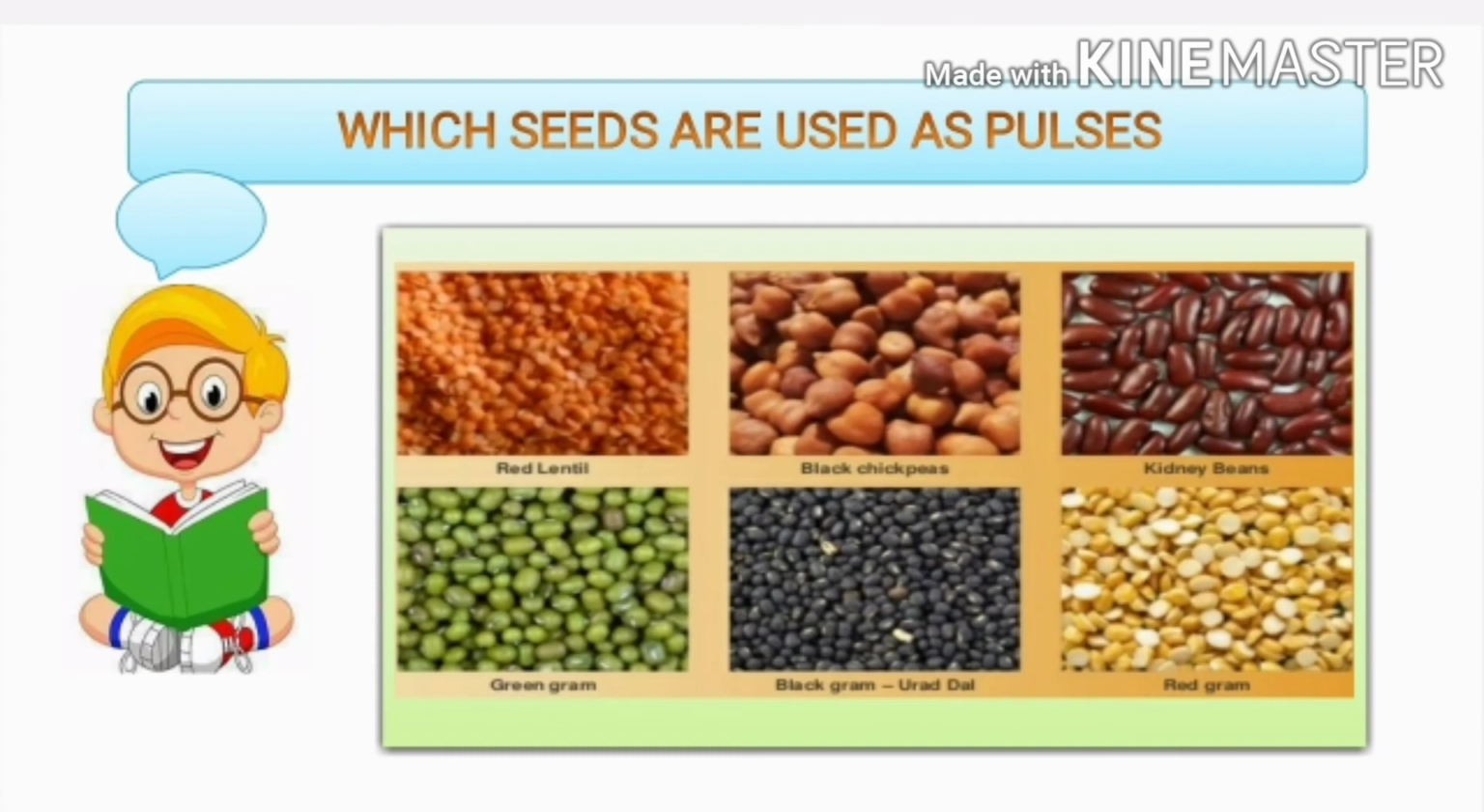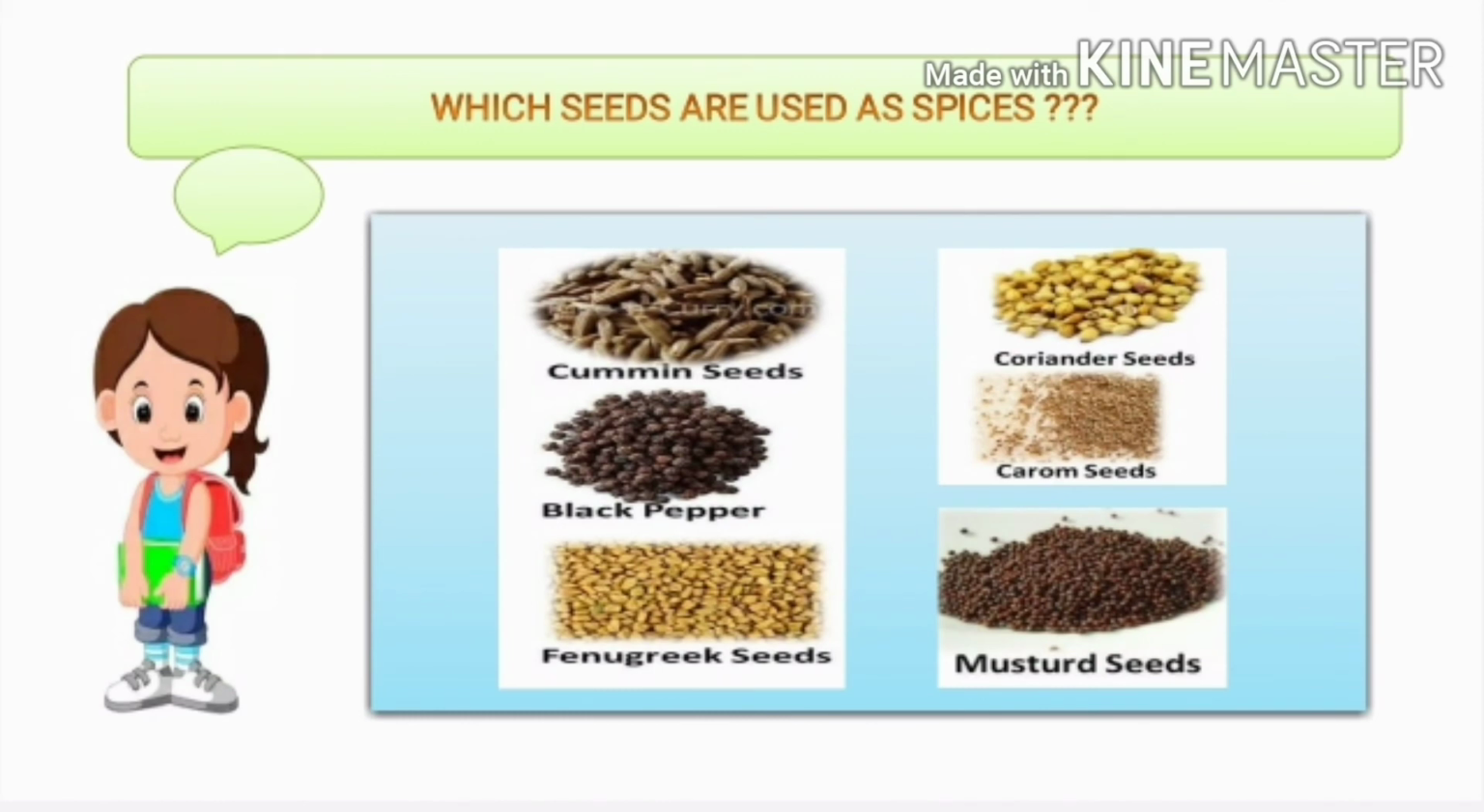Which seeds are used as pulses? So red lentils, black chickpeas, kidney beans, green gram, black gram or urad dal, red gram, all these pulses are used as seeds. Now, which seeds are used as spices? See, cumin seeds, black pepper, fenugreek seeds, coriander seeds, carom seeds, mustard seeds, etc. These seeds are used as spices in our kitchen.